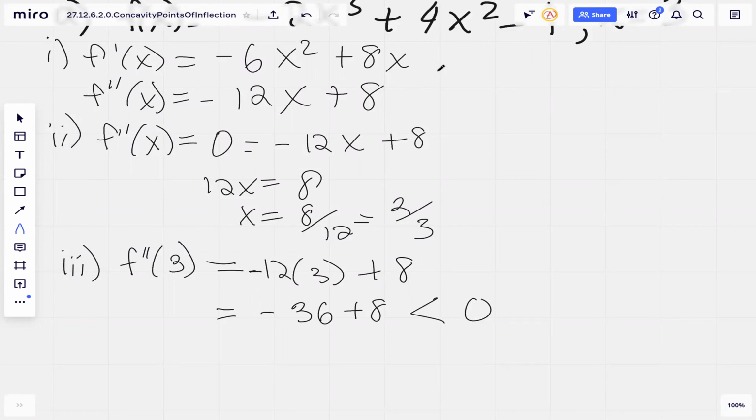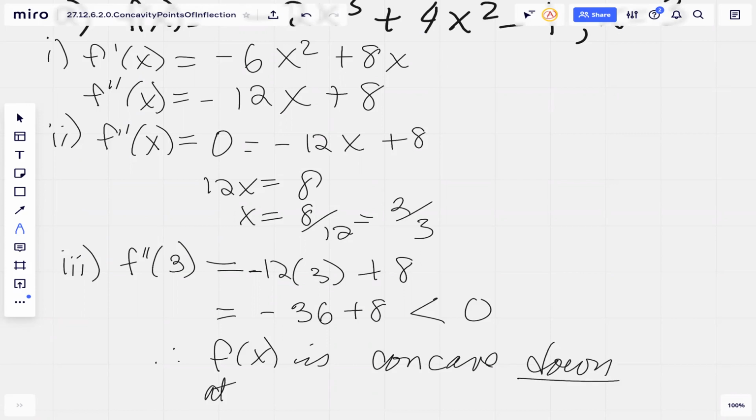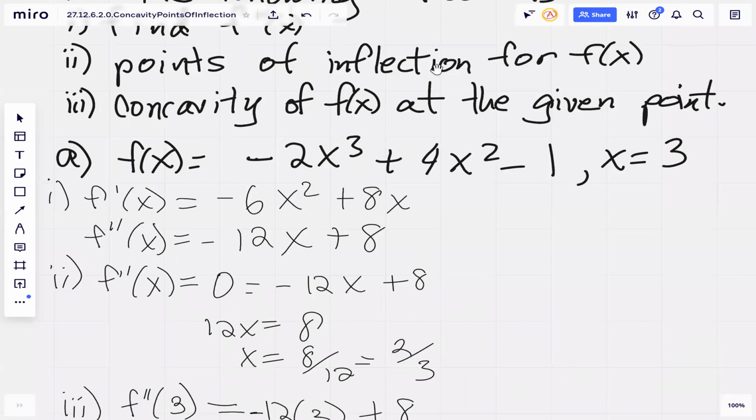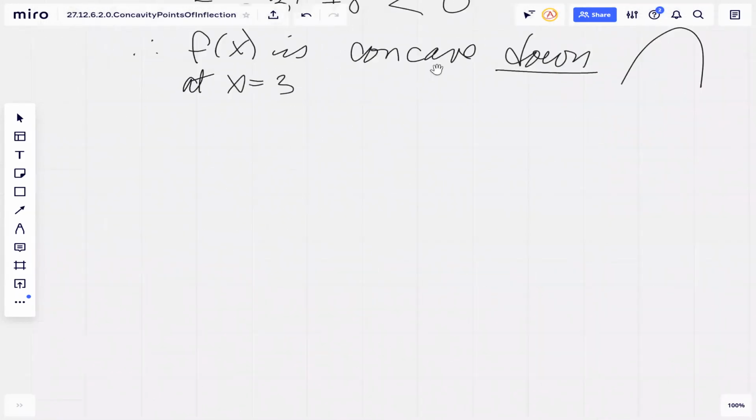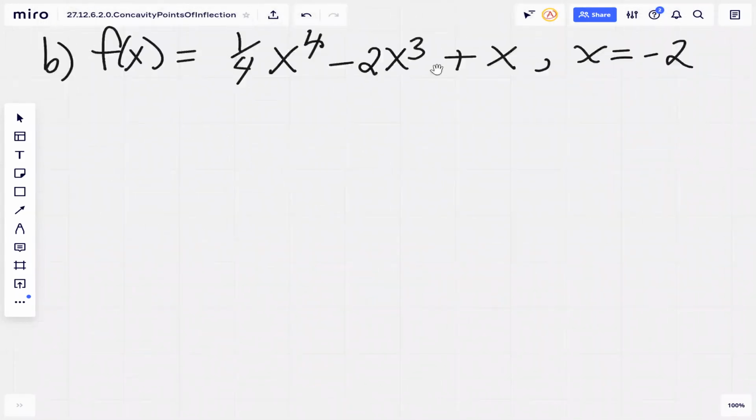So the concavity, therefore, f at x is concave down at x equals 3. So it kind of looks like that. Now let's see if we've answered all our questions. Looks like it. Second derivative, points of inflection, concavity at the given point. Good. Okay, so we have another one down here.